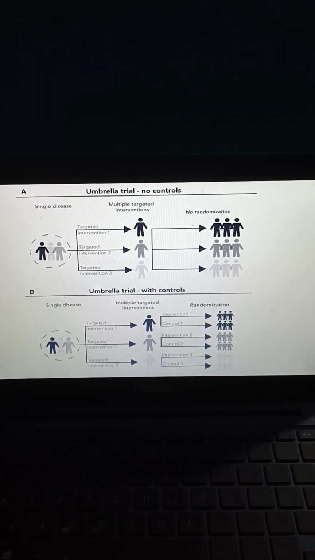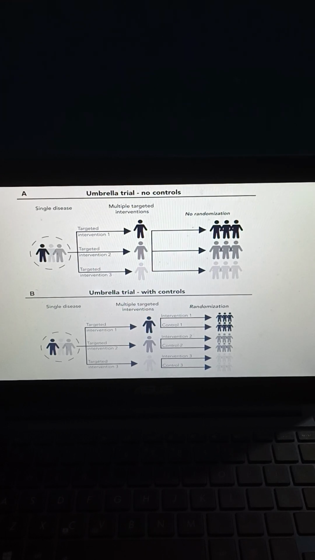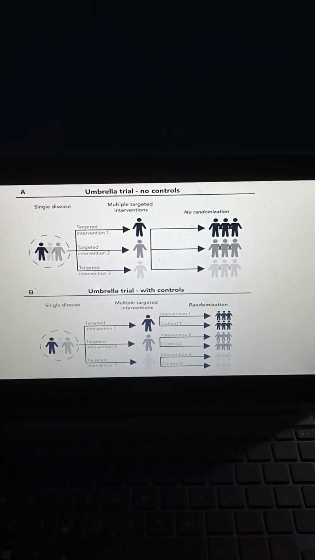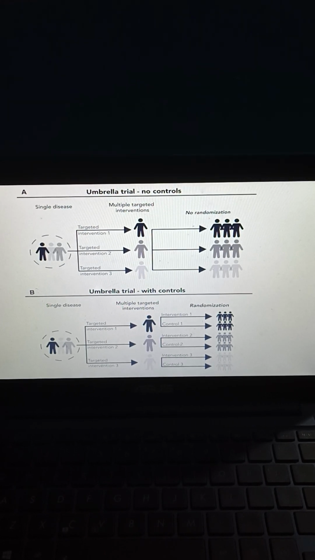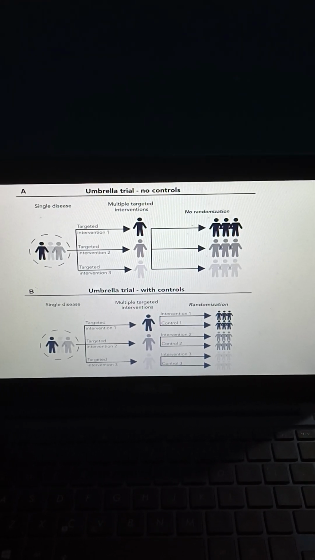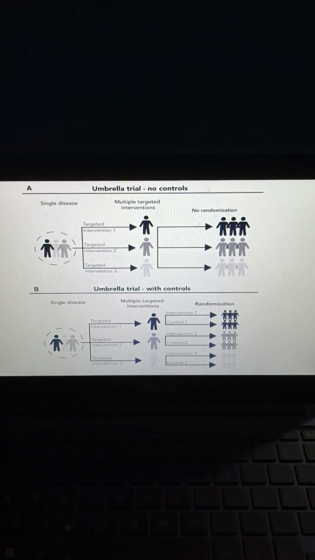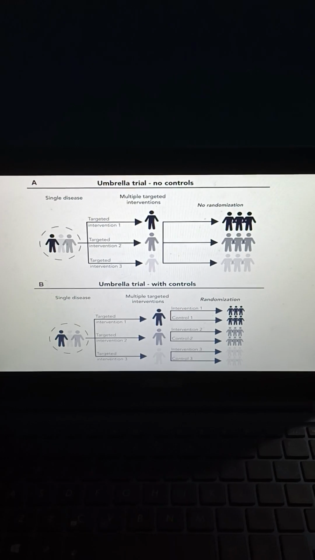Umbrella trial with controls: single disease, multiple targeted interventions, intervention 1, intervention 2, intervention 3. After that, they are randomized: intervention 1 and control 1, and randomization on intervention 2, control 2, intervention 3, control 3.